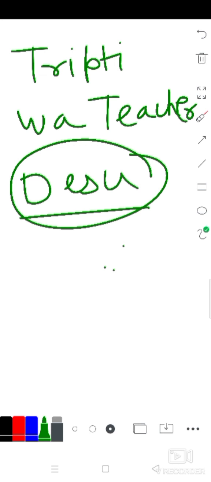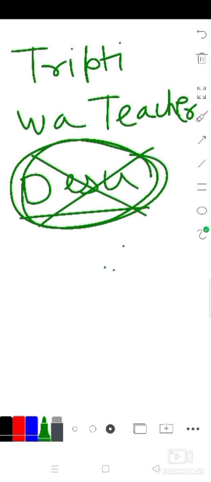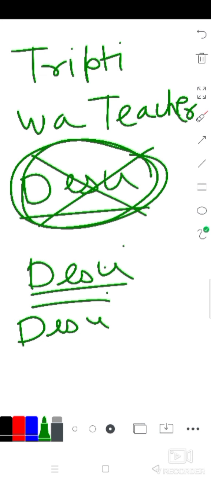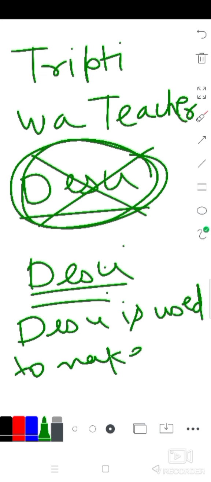No. Some people say that this is coming in the last, so it means it completes the sentence. No. The sentence is still complete even if you don't use this. But what makes the difference? When you say Tripti va teacher, this sentence is not polite. But when you say Tripti va teacher desu, this sentence is polite, which means this is used to make the sentence polite.